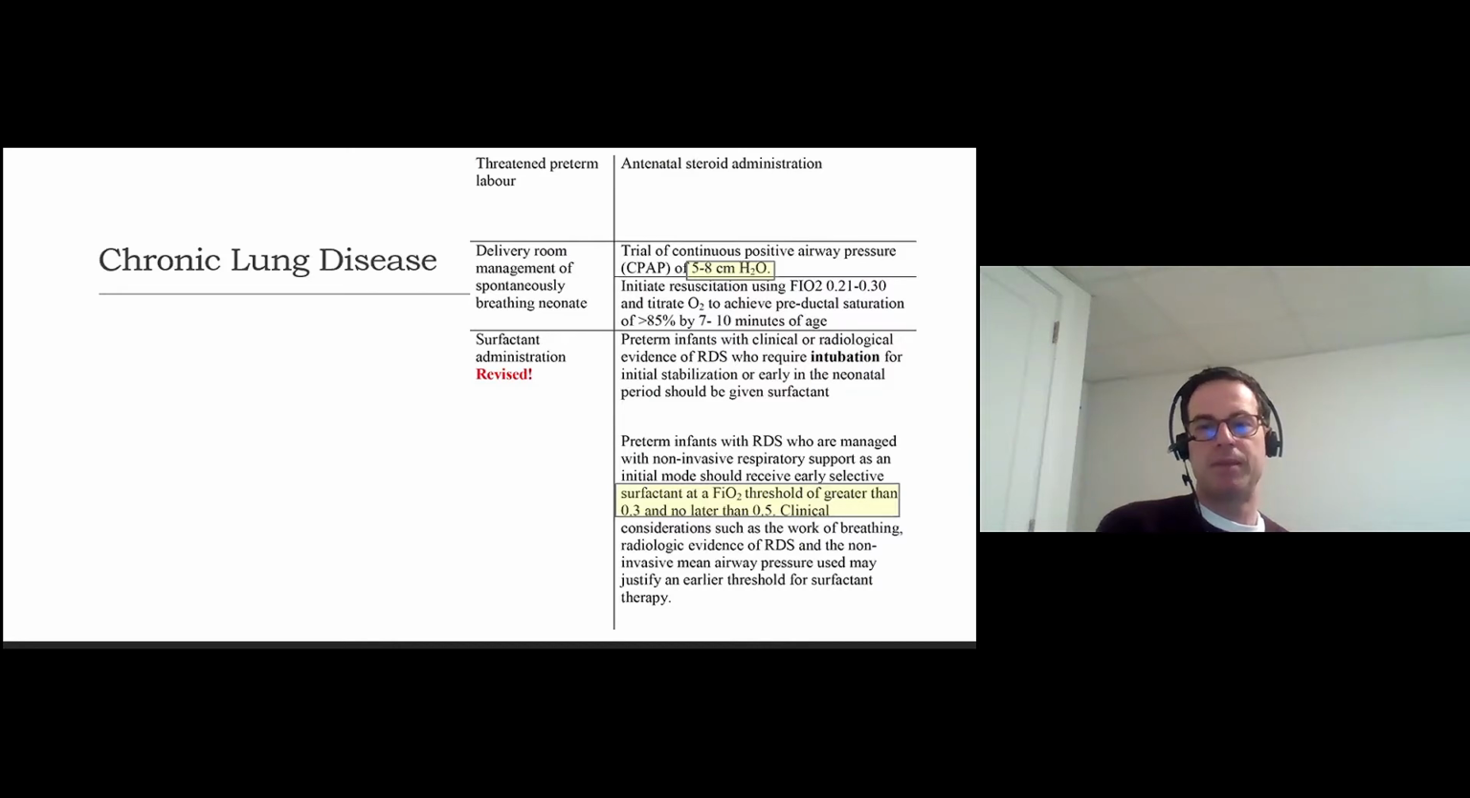The other thing that we do, and it's a bit variable here in our center in Winnipeg: our approach is any baby who's on a CPAP of 7 or more in the case room and needing an FiO2 over 30%, we give surfactant to. However, the recommendations from EPIQ would be up to 0.5.